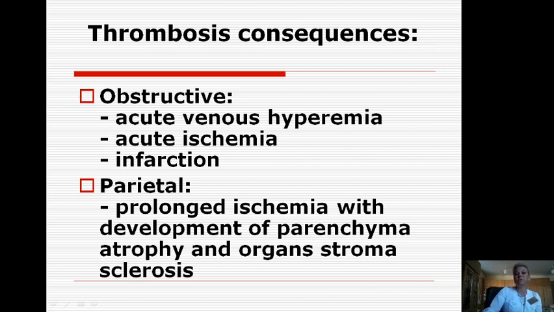What are the thrombosis consequences? Obstructive type leads to acute venous hyperemia in the veins or acute ischemia in the arteries with formation of infarction as a result of acute ischemia. Parietal type leads to prolonged ischemia with development of parenchyma atrophy and organ stroma sclerosis. In the arteries and in the veins, we see chronic venous hyperemia.